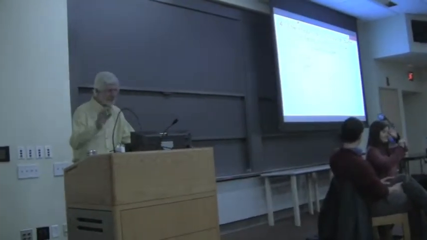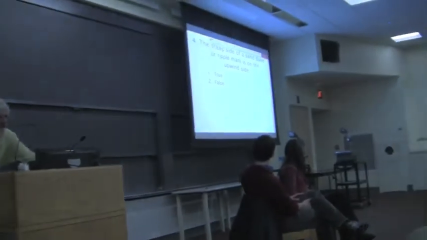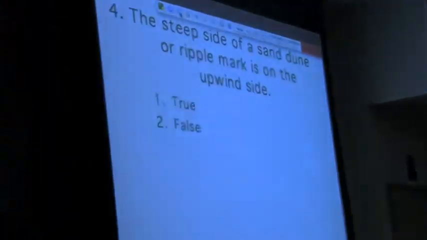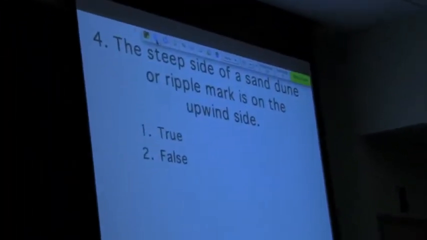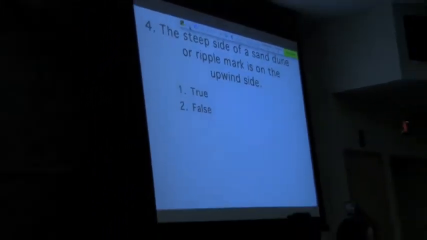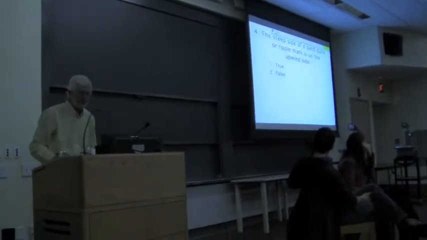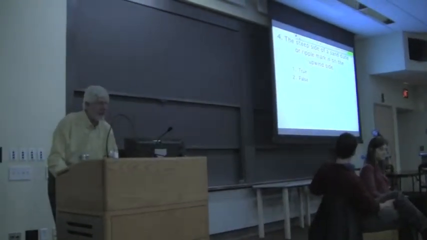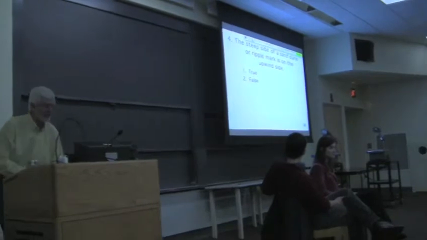Okay? The steep side of a sand dune or ripple mark is on the upwind side. Polls are open. The steep side, they're all asymmetrical. Is the steep side on the upwind or the downwind? And now the countdown.